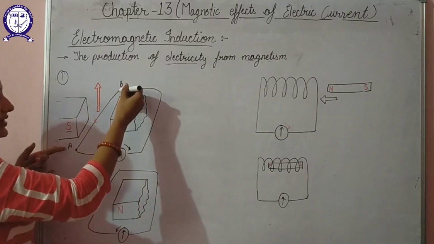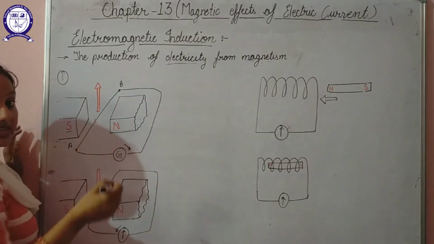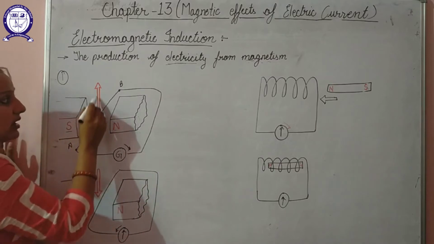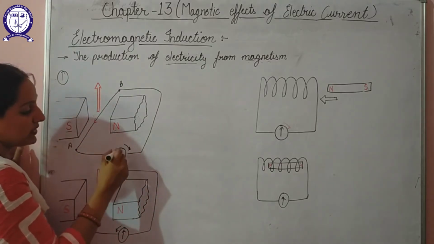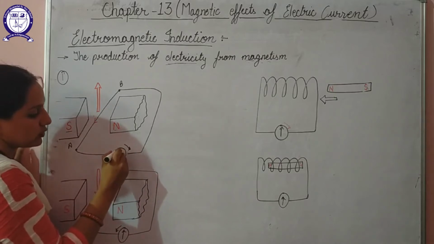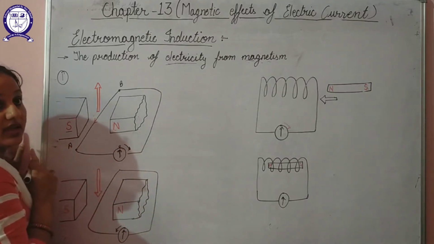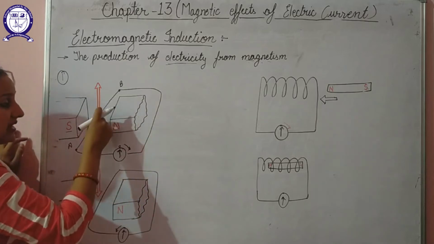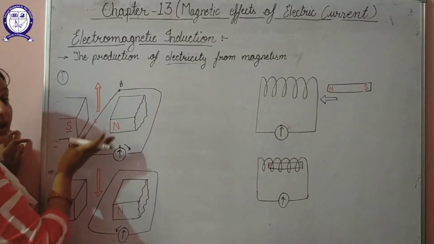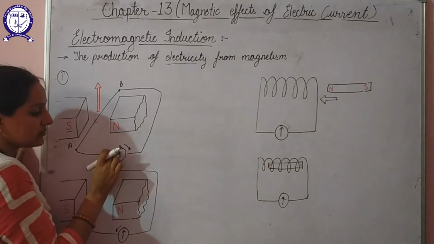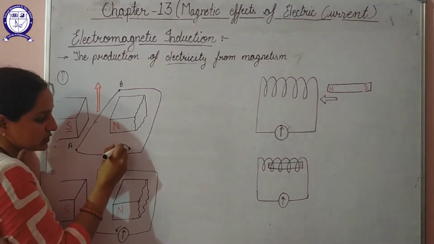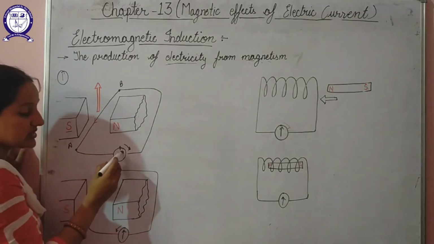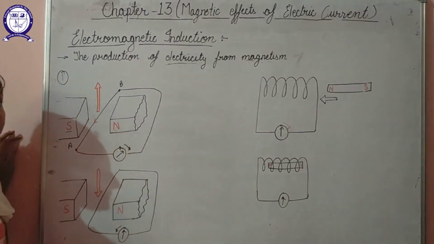In the beginning, when I start to move this wire in the upward direction, what was observed? In the beginning, when no movement was there, the galvanometer pointer was at rest. That means it was indicating 0. But when I start to move this wire in the upward direction, there was some deflection observed in this galvanometer. Earlier it was pointing at 0, but now it shows some deflection towards the left-hand side.